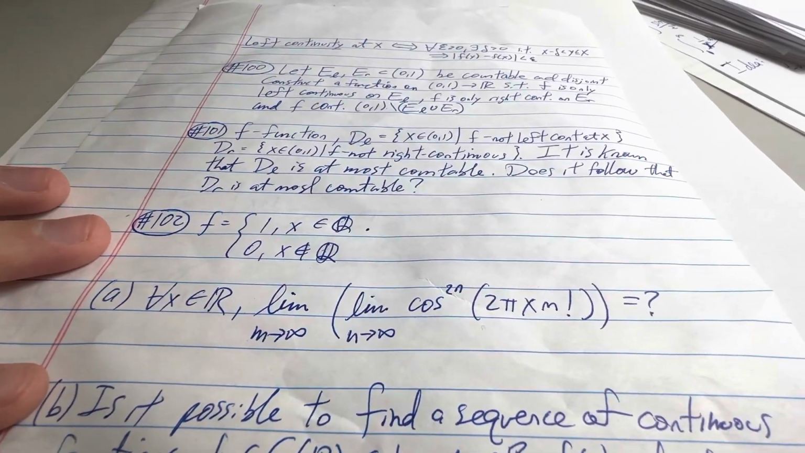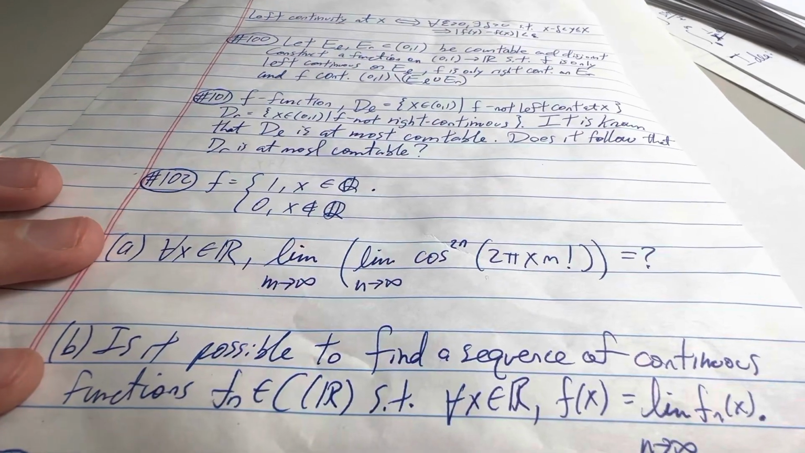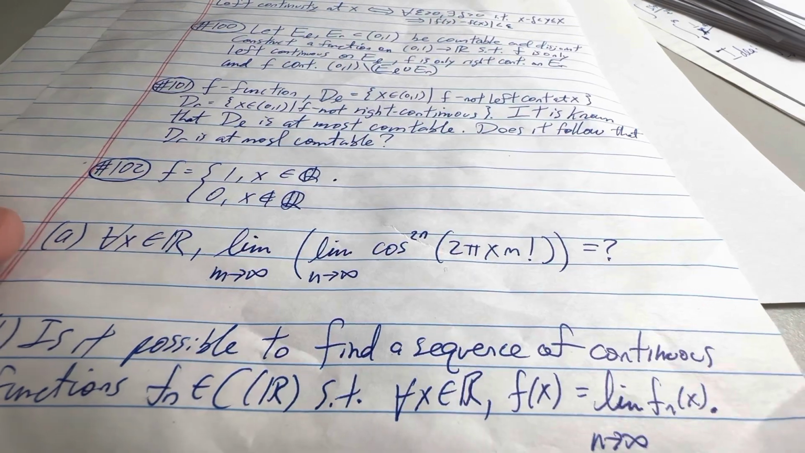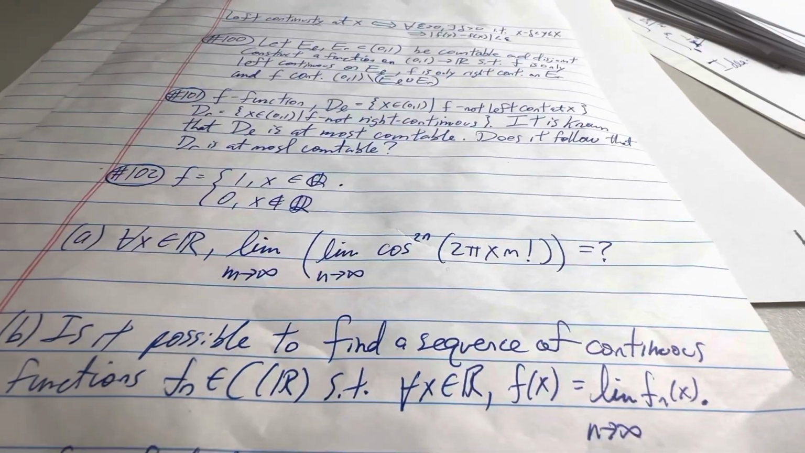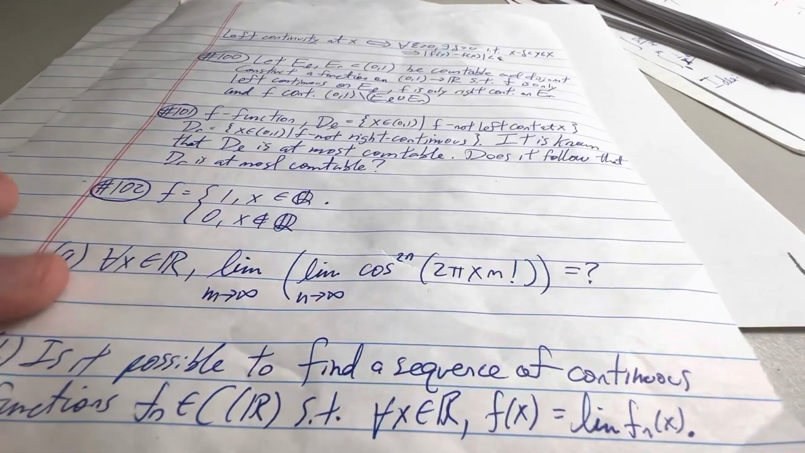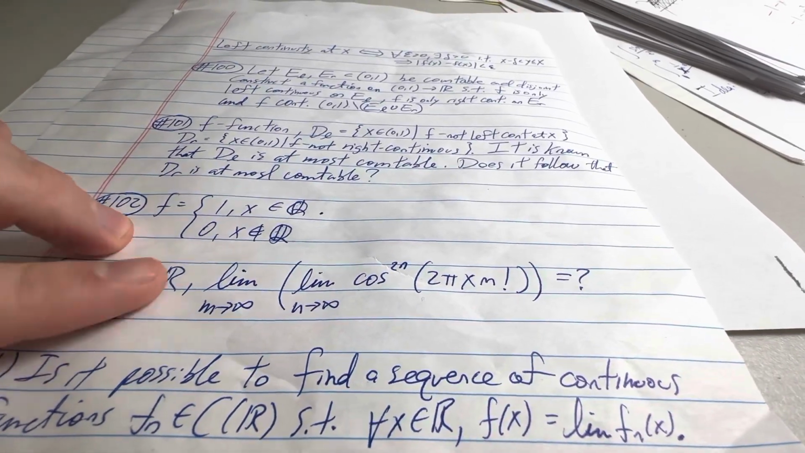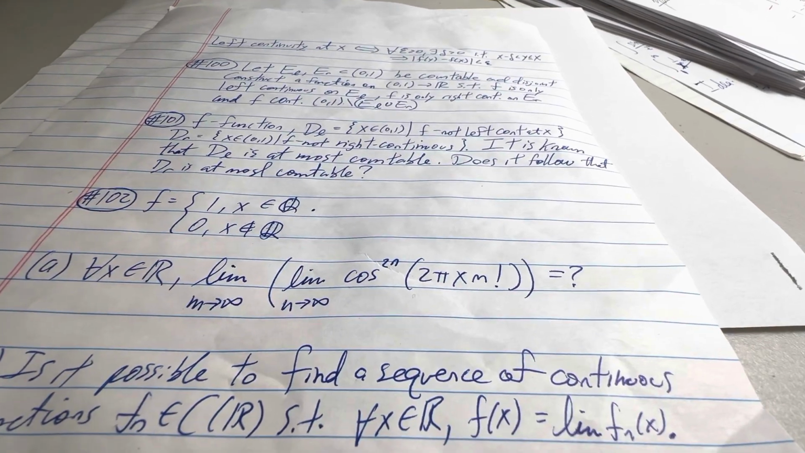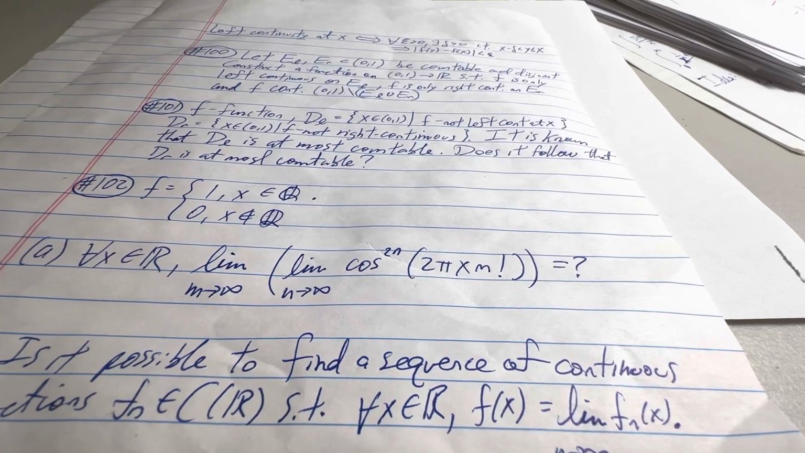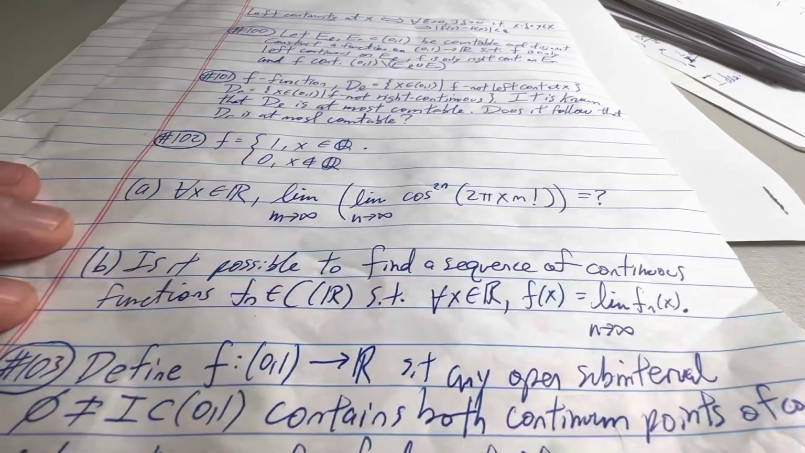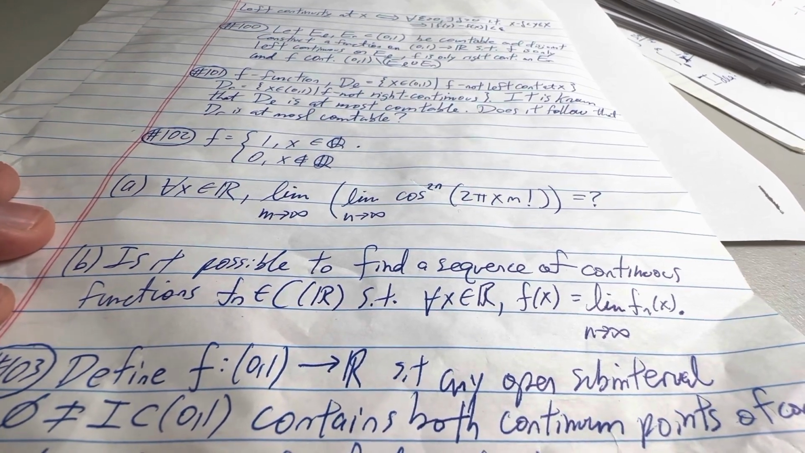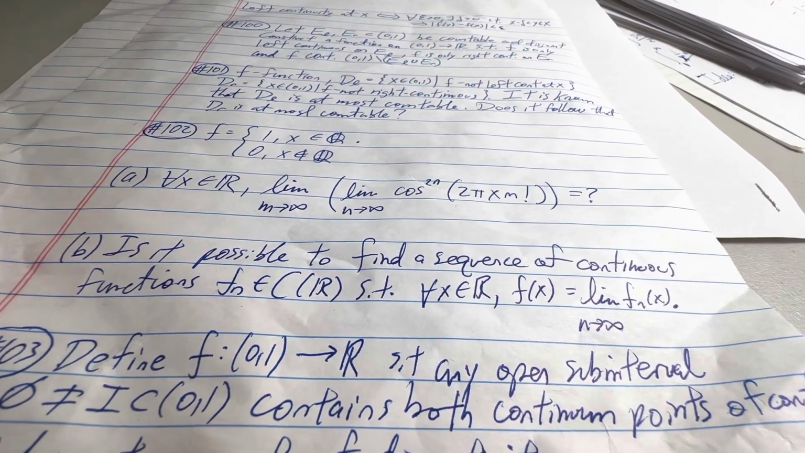102, f is the Dirichlet function. Part A. For any x in the real numbers, prove that the limit is equal to something. Find the limit, I guess. I think that same guy that did 100 did part A of this one. I remember him playing with it. I don't know if he completely finished it, but he got all the way close to the end. Part B: is it possible to find a sequence of continuous functions fn such that for any x, f(x) is equal to the limit of fn(x)?